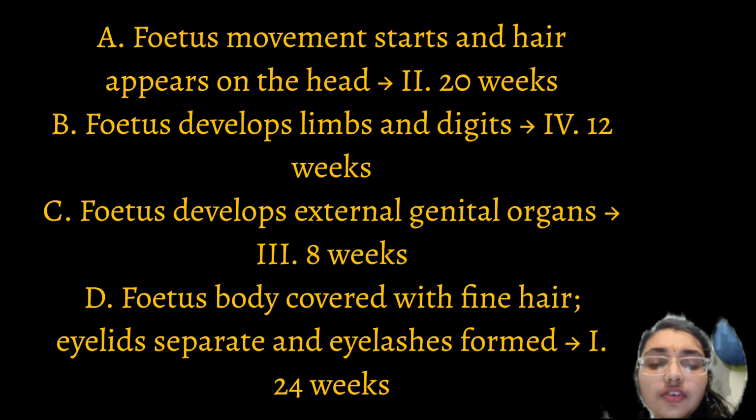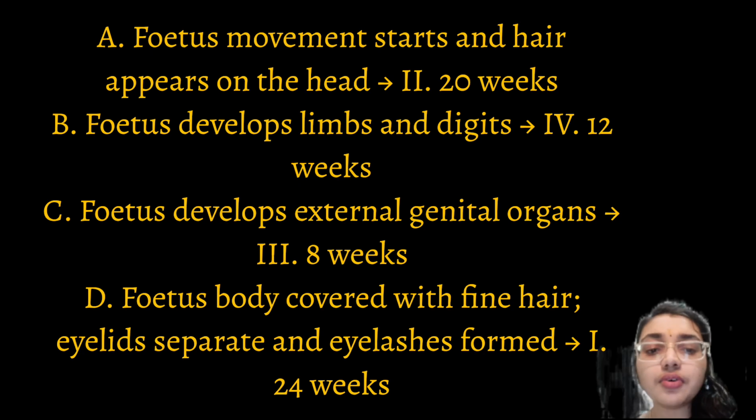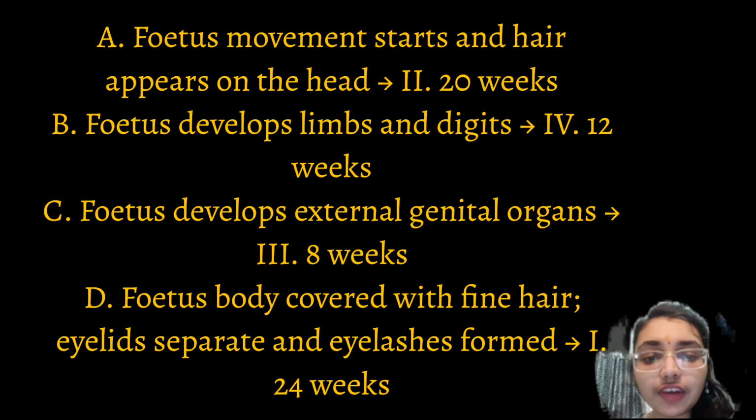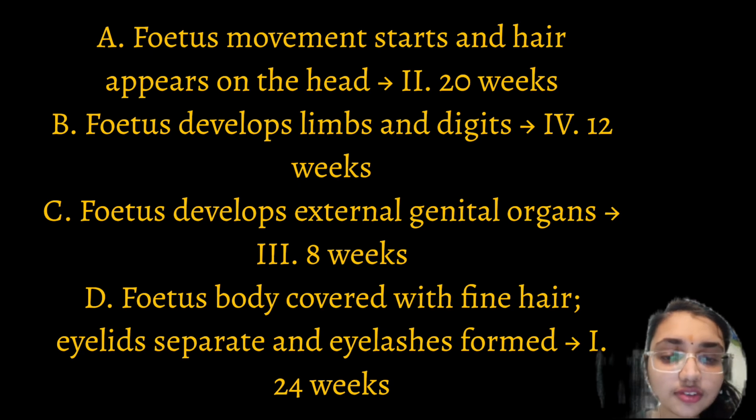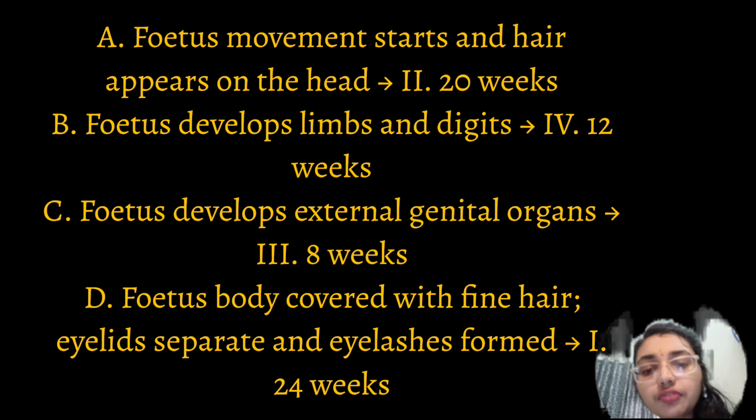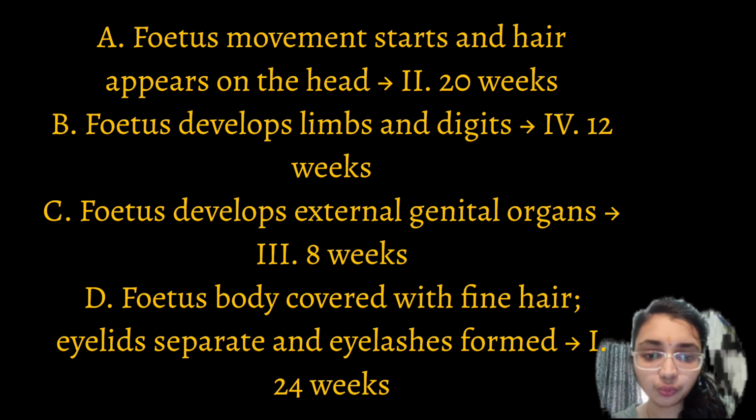And D, that is the fetal body that develop, the body is covered with the fine hair, eyelids separate and eyelashes they are formed. So here the option D is 1, that is 24 week of pregnancy. So here we can get the correct option, that is option 2.